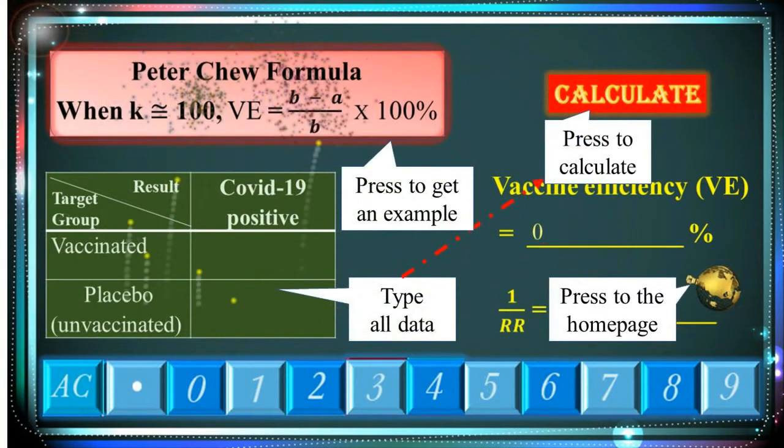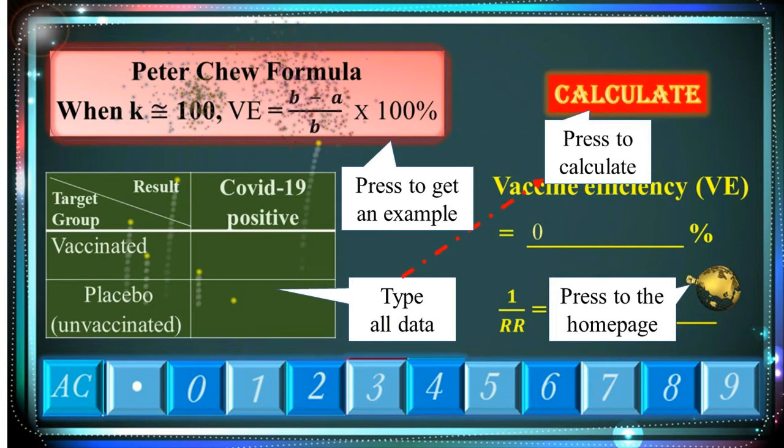For the Chew formula page for calculating the efficiency of the COVID-19 vaccine, K equals 100. Press the PCET Calculator logo to go to homepage. Press title to get an example. After typing all data, press Calculate.